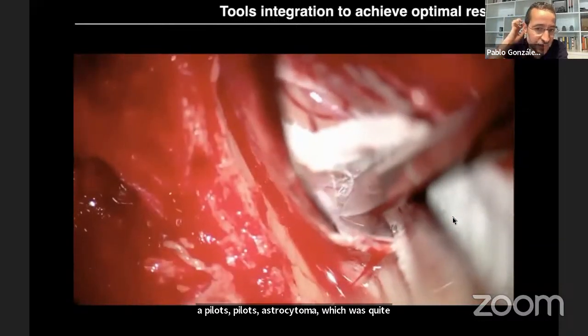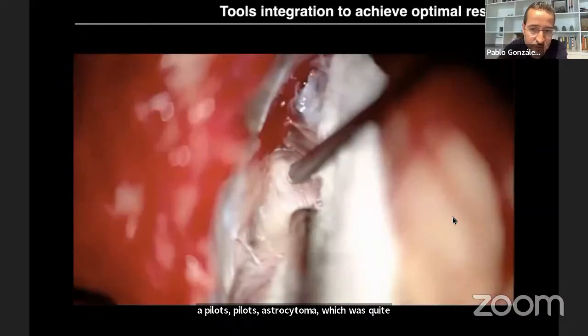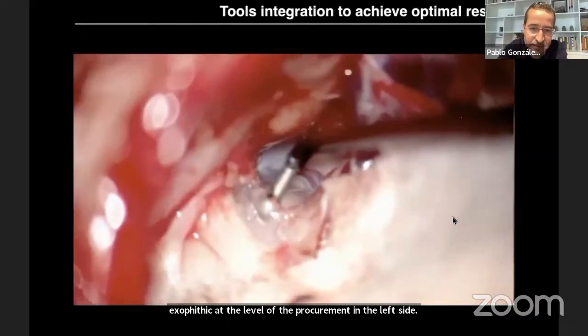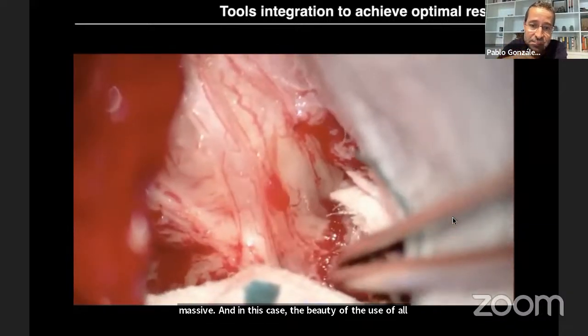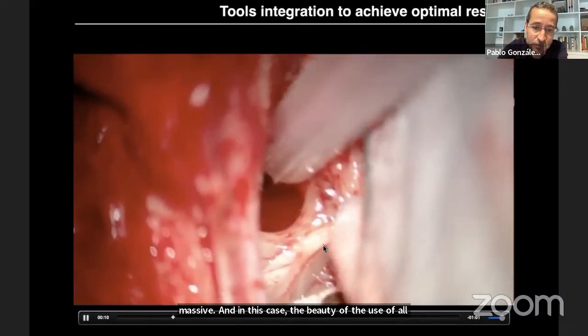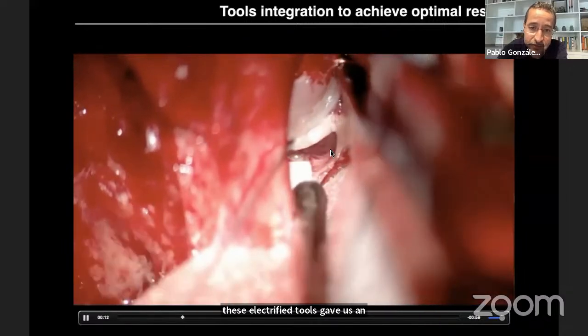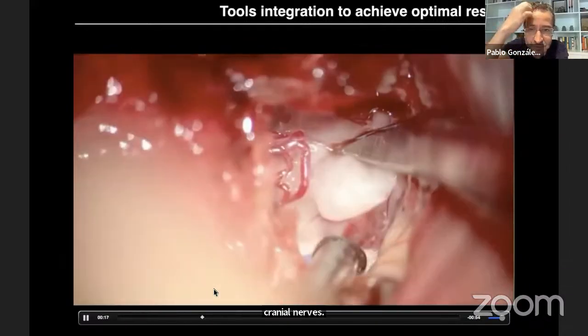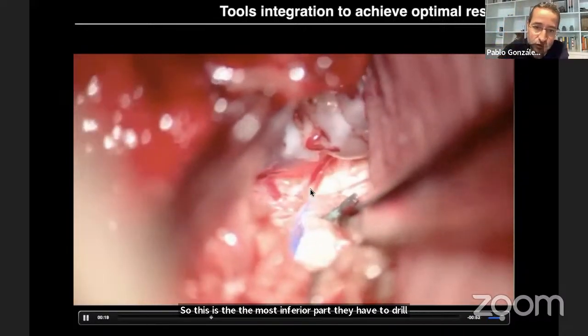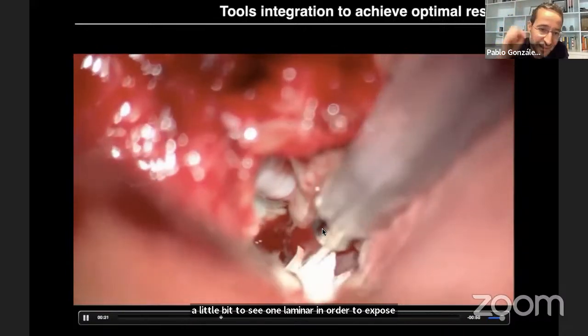So we did a lateral suboccipital craniotomy, quite massive. And in this case, the beauty of the use of all these electrified tools gave us a nice orientation about the relative location of all the cranial nerves. So this is the most inferior part. I have to drill a little bit of the C1 lamina in order to expose the most caudal part.